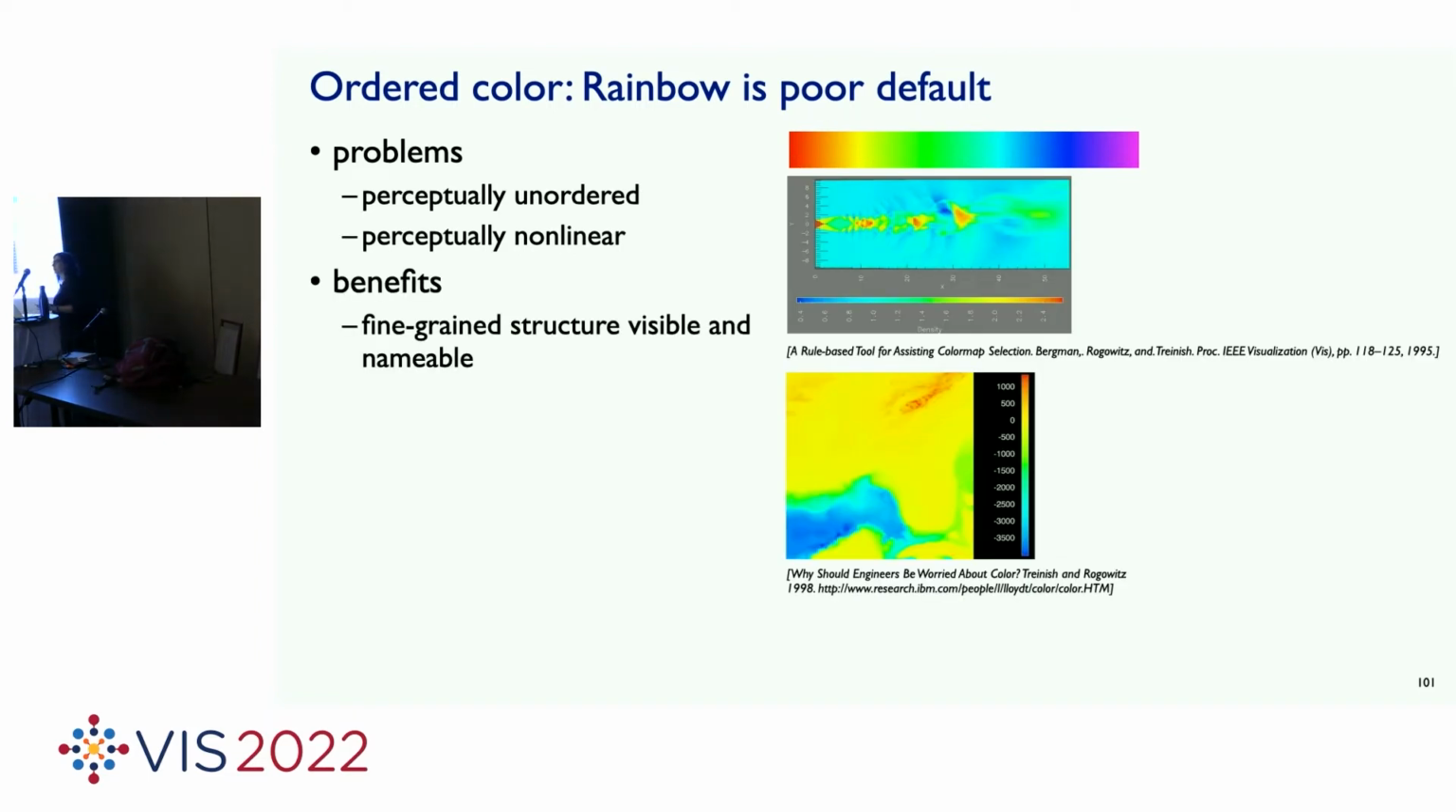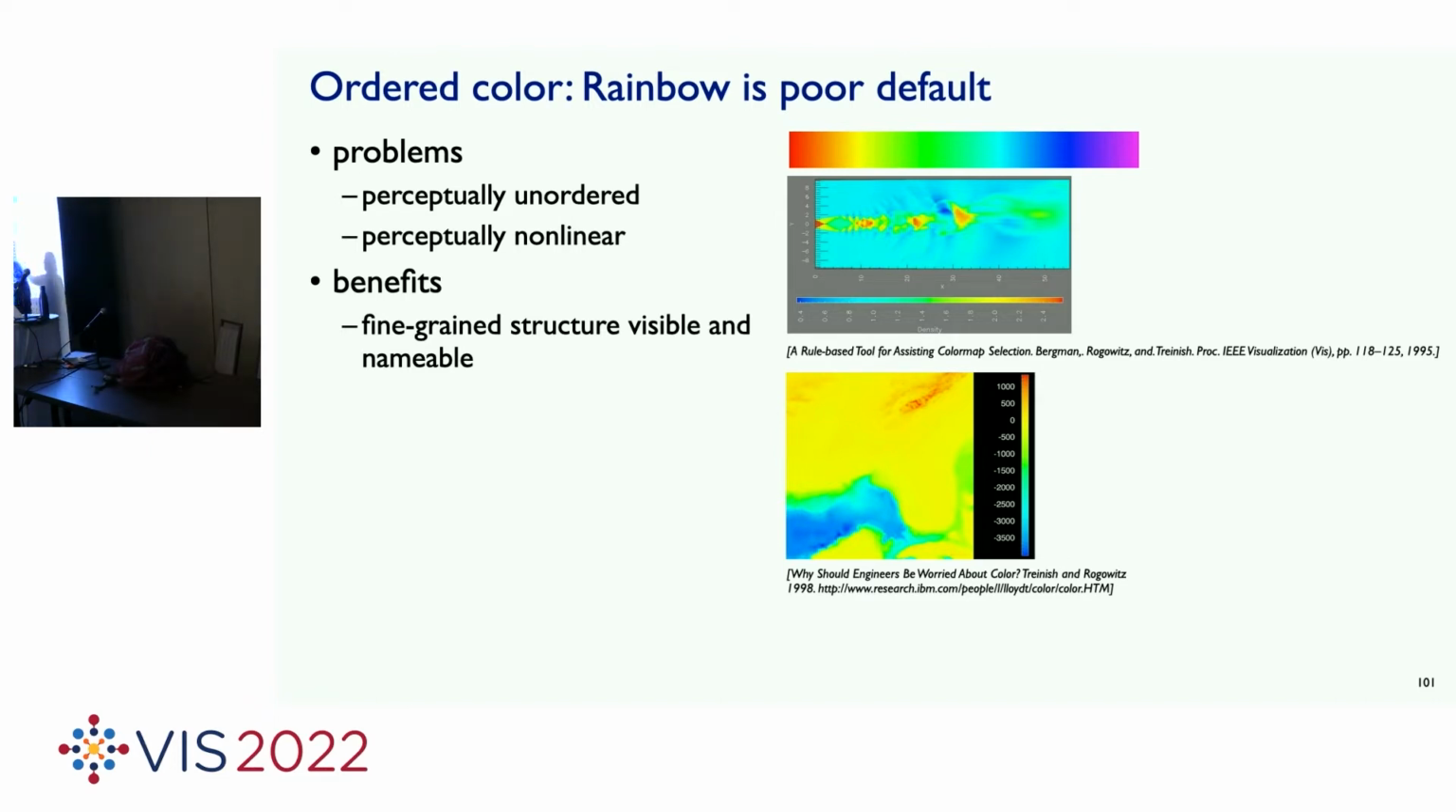What's good about it? It's actually a contentious topic. There's been a lot of study on this. One nice thing is you get a lot of fine-grained structure from all these different nameable colors. So the variation in hue allows you to talk about the red parts and the yellow parts and the green parts and the light blue parts and the dark blue parts. So that part can be very effective. You know, there are some costs.